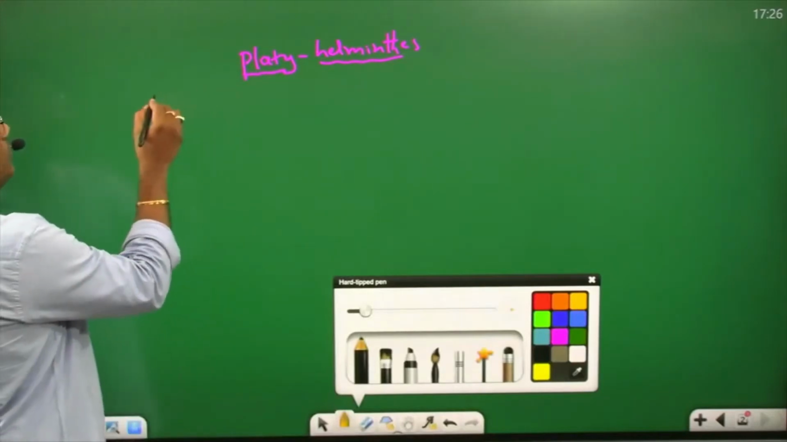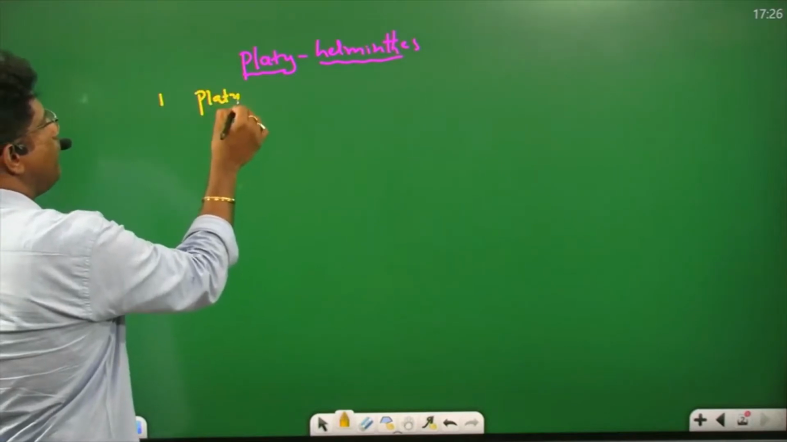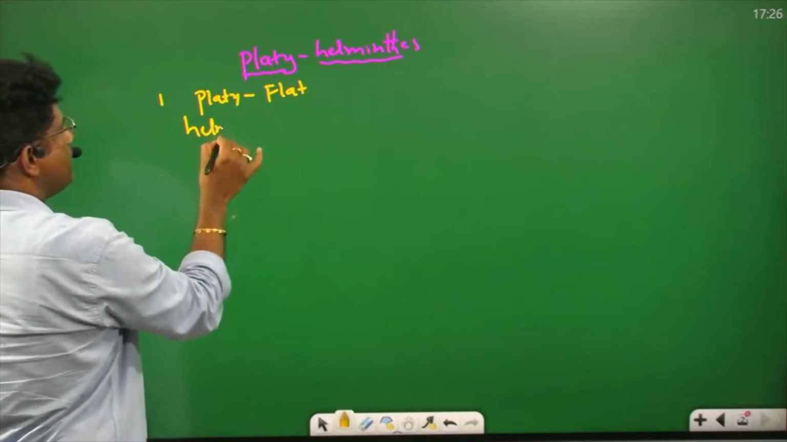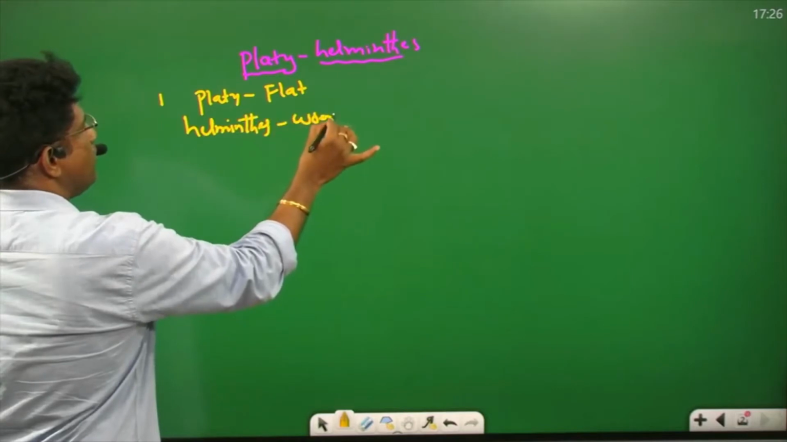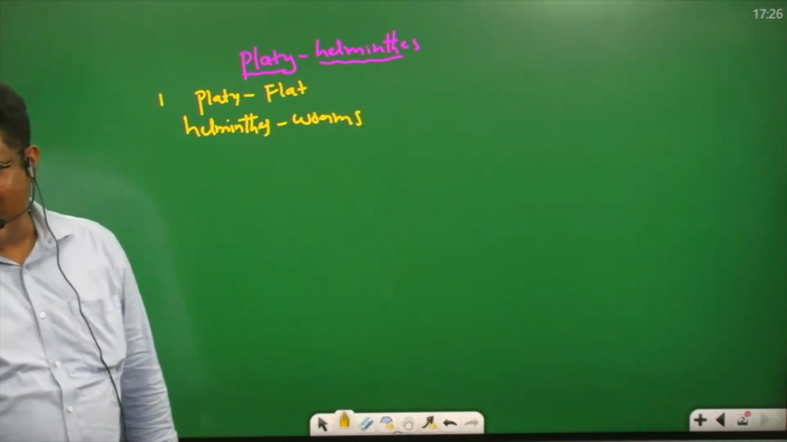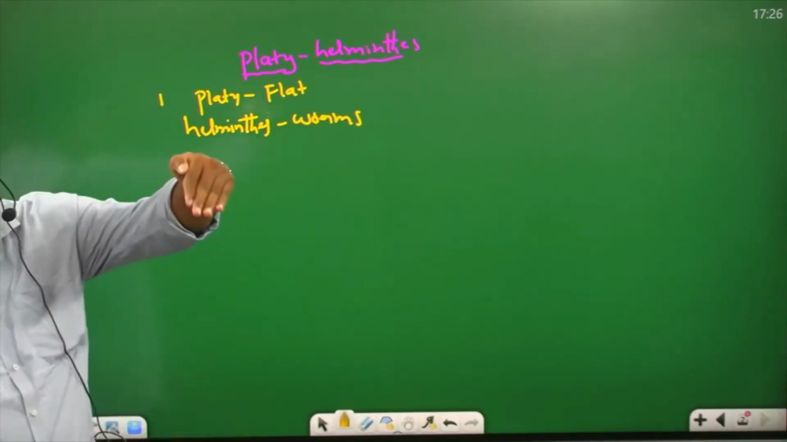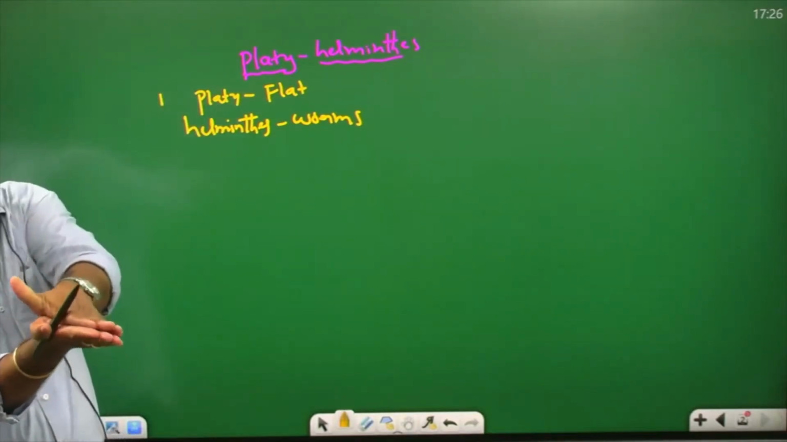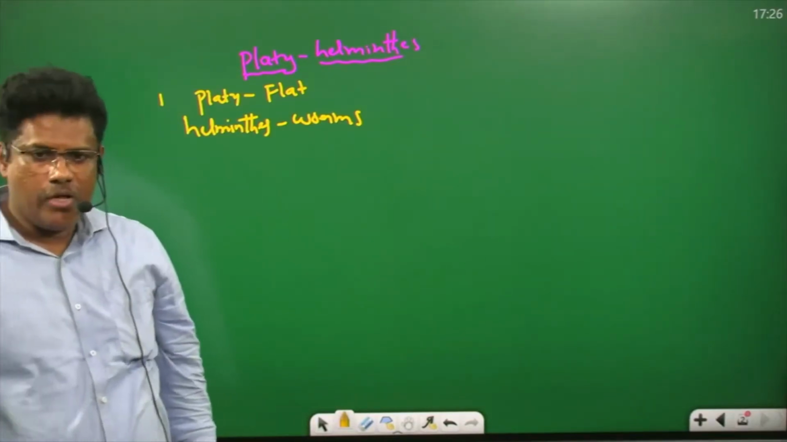You listen here. First point, platy means flat. What is the meaning of helminthes? Worms. They are known as flatworms. Body is dorsoventrally flattened. This is dorsal, this is ventral. Dorsoventrally what? Flattened, like this. Okay, they are flatworms.